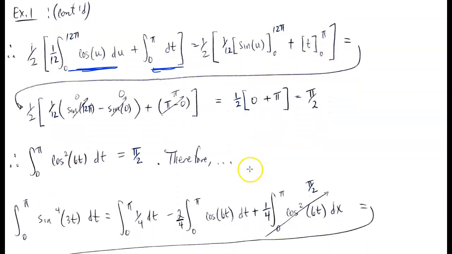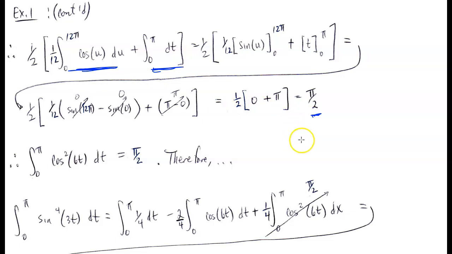Okay. So once I actually work it out, do the net change theorem and substitute in 12 pi minus, and then do the same thing, substitute in 0. I see that my final answer here just ends up being pi over 2.